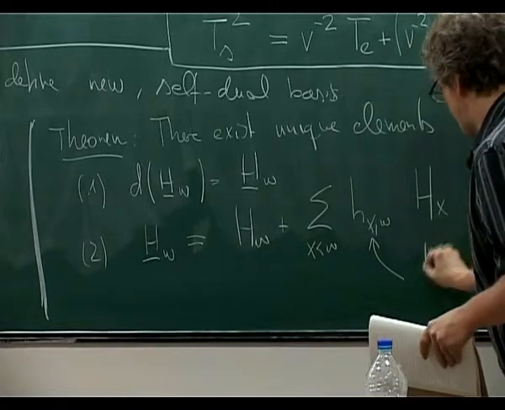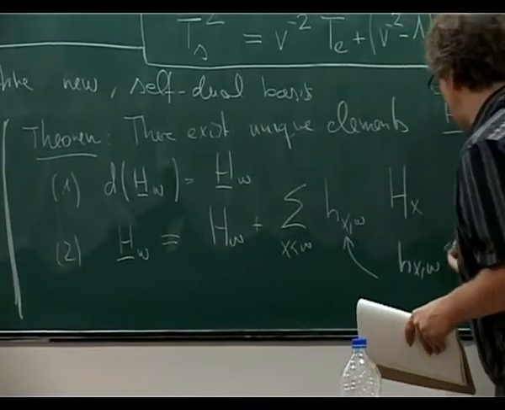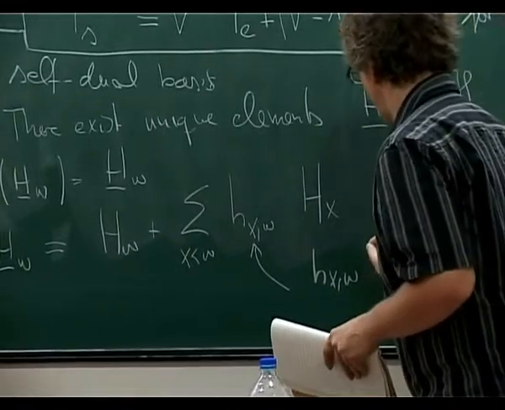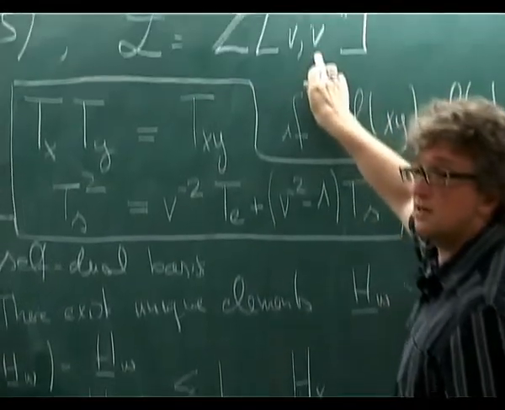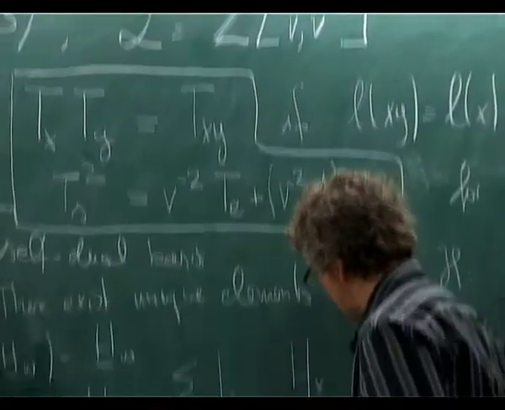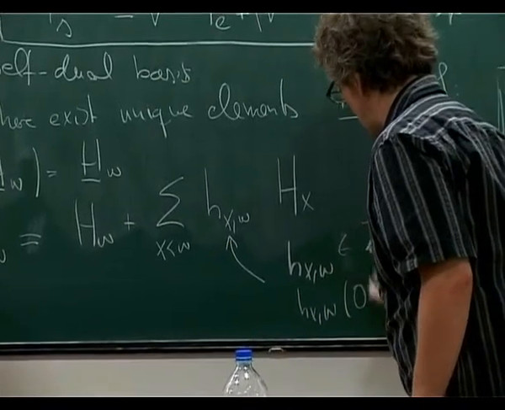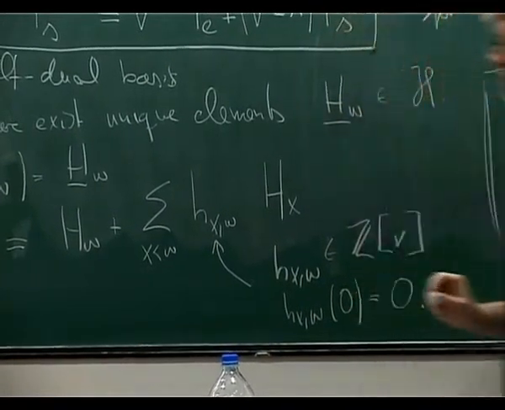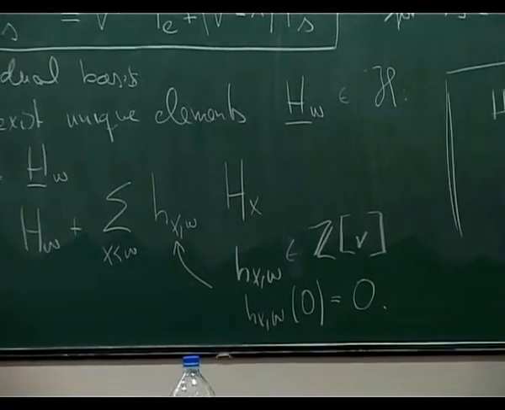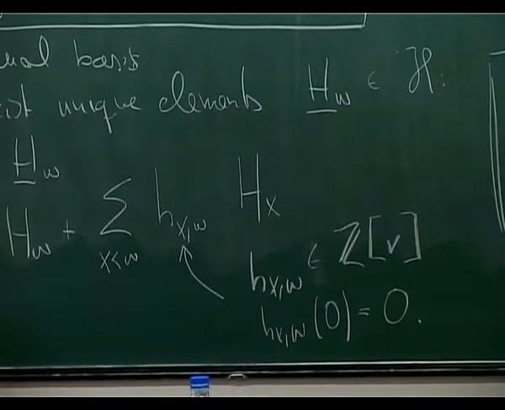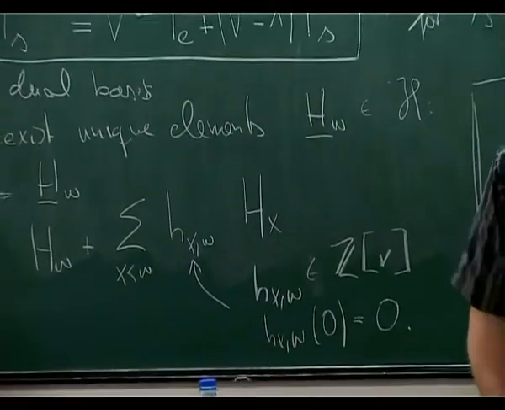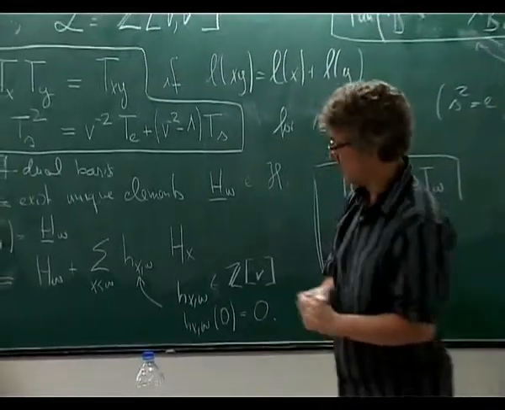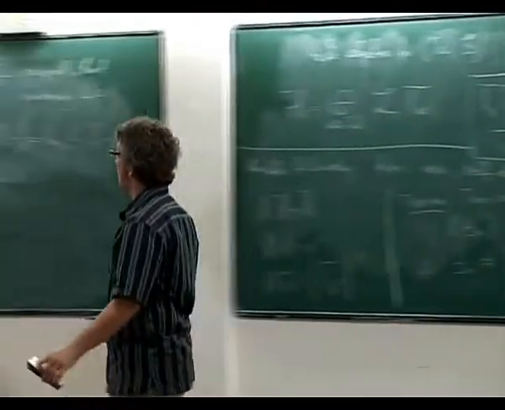Let's say the following. So h_w is a polynomial in v. So no v to the minus 1 occurs, and h_w evaluated at 0 is 0. So there's no constant term. So those are the polynomials appearing in the conjecture. But why?